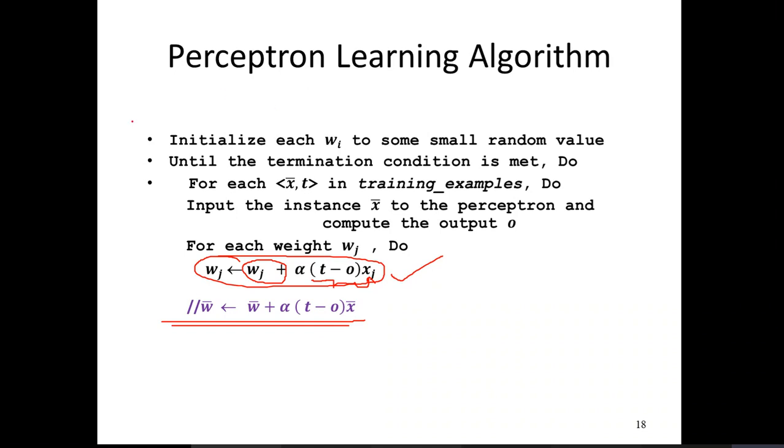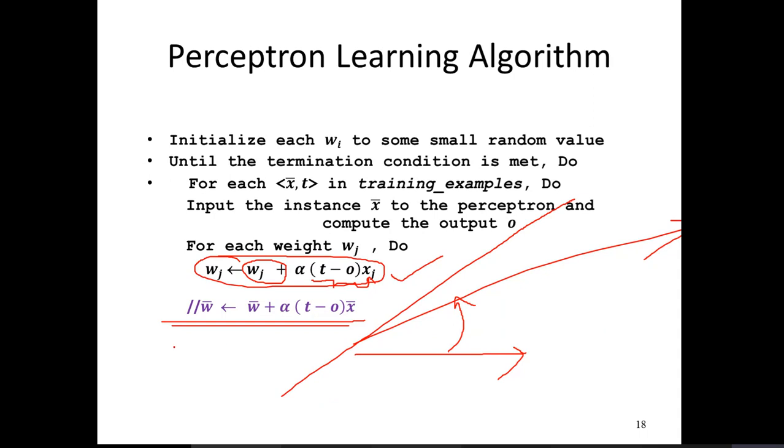And the error is projected onto the input sample vector, x bar. So this can be thought of as x bar, and this error, the t minus o vector, is projected onto this. The dot product is calculated, and as a result, the classification boundary changes its orientation gradually and finally reaches the correct orientation.